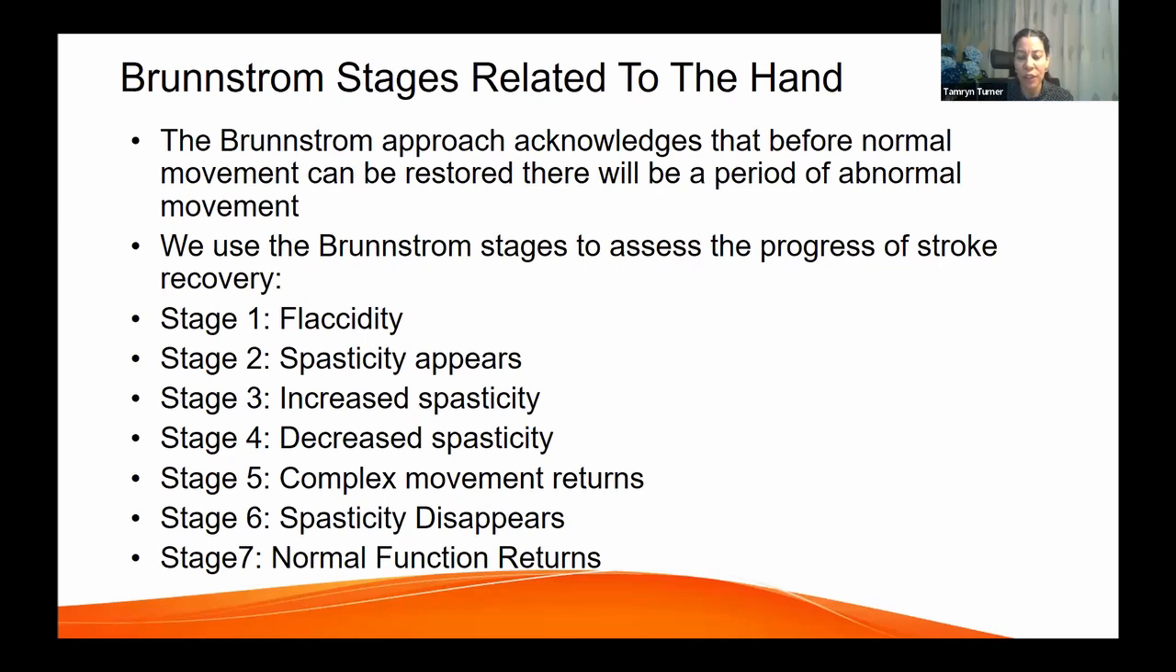So just to go back into Brunnstrom, as you can see in the slide, there are 7 stages. So stage 1 is our flaccidity. Stage 2 is when spasticity appears. Stage 3 is with increased spasticity. Stage 4, decreased spasticity. And stage 5 and 6 is when the complex movement starts to return. And in stage 6 your spasticity starts to decrease. And then obviously the last stage is when your normal hand function returns.